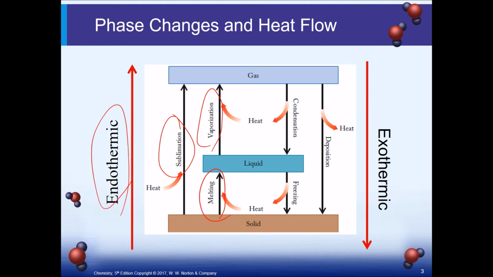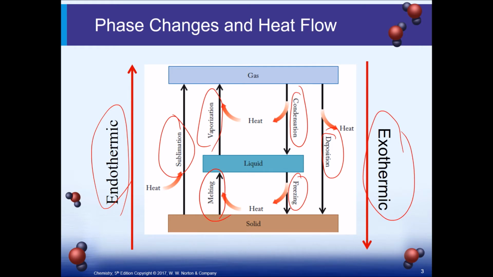In the other direction, if we have a gas changing into a liquid, we call this condensation, and this is a process that releases heat because you go from a higher energy state to a lower energy state. And then similarly, if we go from a liquid to a solid, we refer to this as freezing. And once again, this is something that releases heat. We can also go straight from the gas phase to the solid phase, and this is referred to as deposition. This is another process which releases heat. All of these processes which evolve heat are referred to as being exothermic.